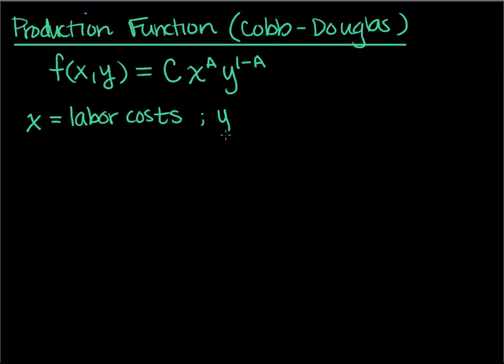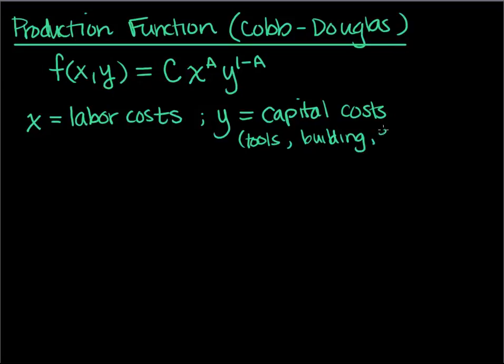And then y here is what we call capital costs. This one maybe isn't quite as clear. But capital costs would be for tools. What do I have to spend for tools? What do I have to spend to rent a building or to maybe build a building to manufacture my Math Rocks t-shirts, which would be awesome. And then a and c here are constants, okay? With a being between 0 and 1, so I don't want to have negative numbers up here.